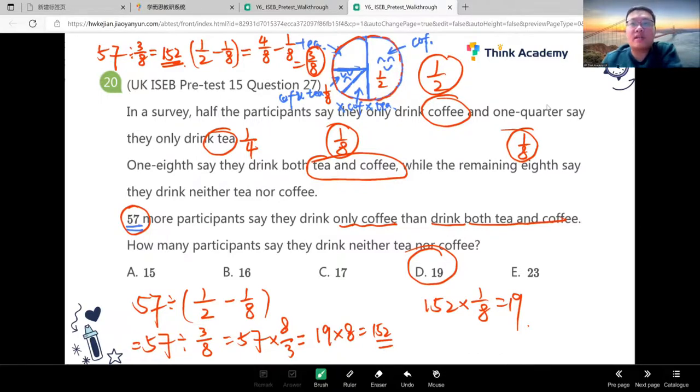And the question is, how many participants say they drink neither coffee nor tea? And we know that is just 1/8. You use 152 times this number. Basically, you just divide by 8. So you get 19. That's why you choose D.